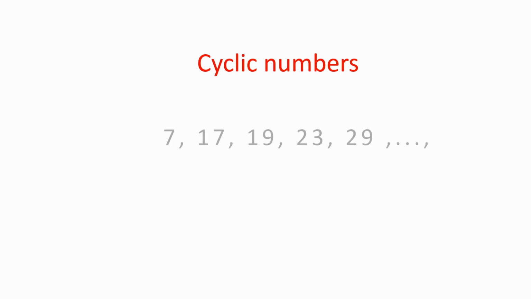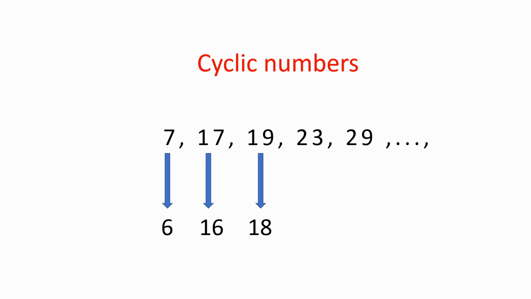Now 7 produces a cyclic number. What about other numbers? 17, 19, 23, 29, and the list goes on. 7 produces a 6-digit cyclic number. Like that, 17 produces a 16-digit cyclic number. 19 produces an 18-digit cyclic number. 23 produces a 22-digit cyclic number. 29 produces a 28-digit cyclic number. That is the prime minus 1. That is called the long prime. So these are all long primes.